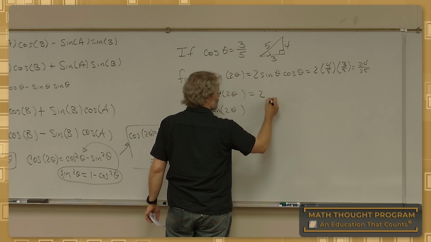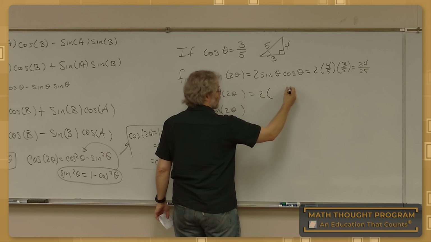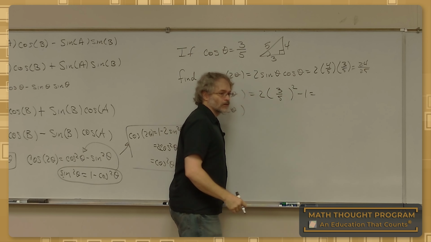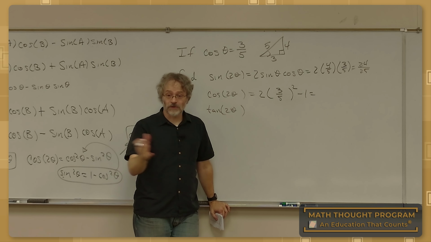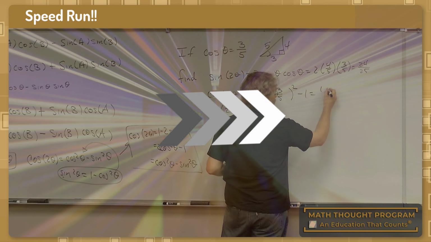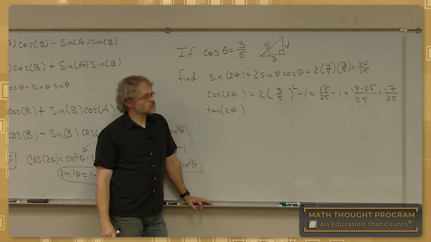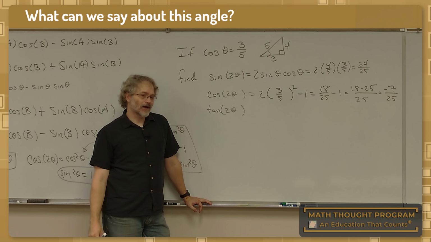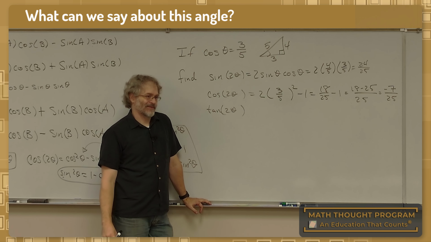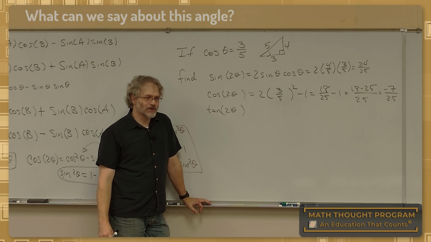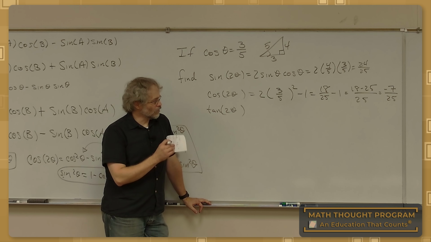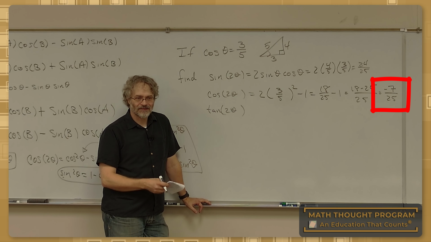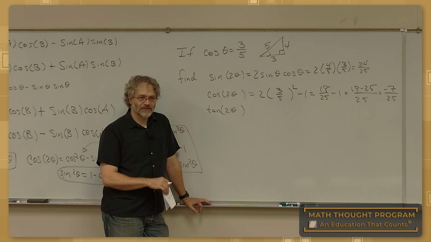So I have 2. We're going to take the cosine, square it, subtract off 1, and then do a bunch of arithmetic and clean this thing up. What does that say about theta? Interesting question. Because what happened to the polarity of the cosine? It went negative.